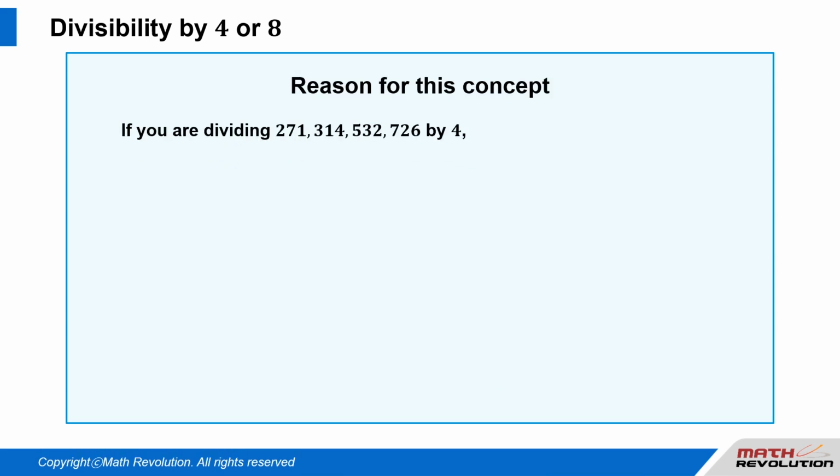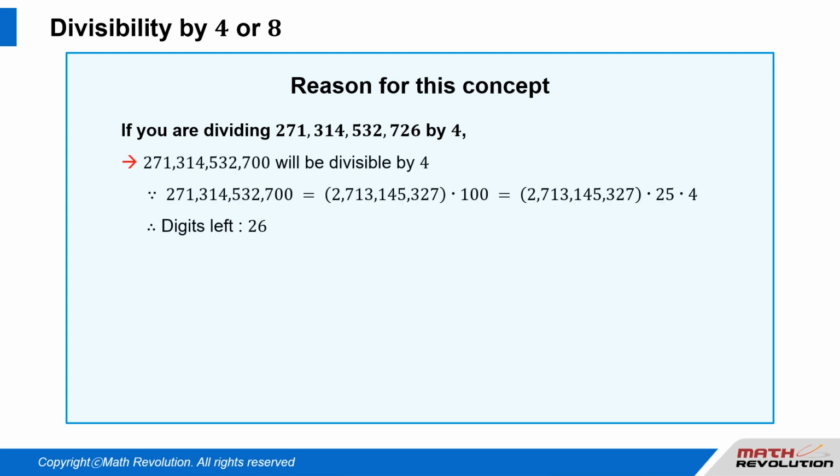The reason for this concept is that you are dividing 271,314,532,726 by 4. 271,314,532,700 will be divisible by 4 as 271,314,532,700 equals 2,713,145,327 whole times 100 equals 2,713,145,327 times 25 times 4. Thus, we are left with only 26 from the original number.